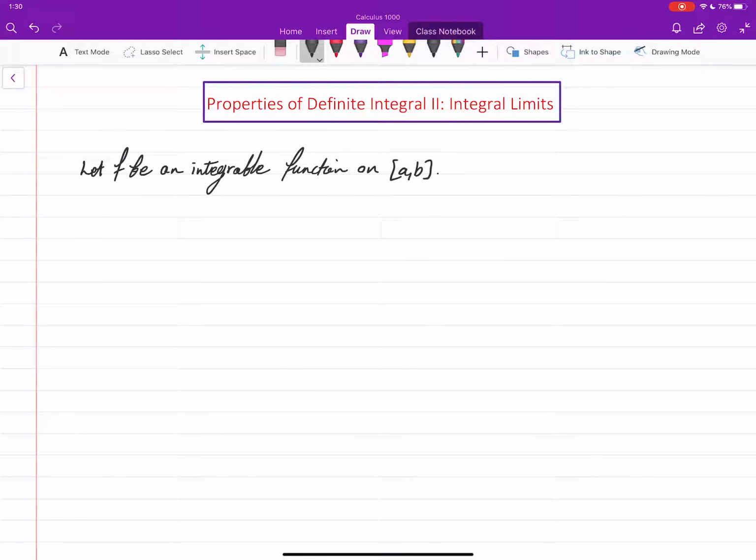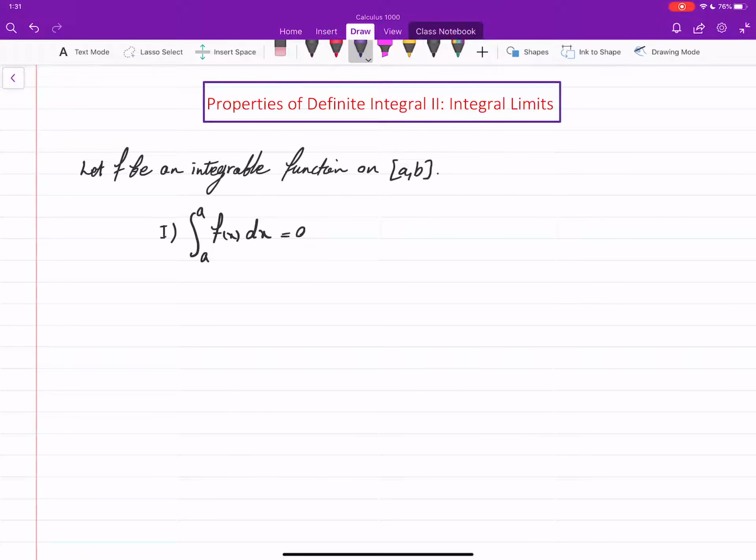And well, first thing here is that so far the limits we were putting were usually different numbers, but if we put the same number, upper limit and lower limit are the same, this is going to be equal to 0.